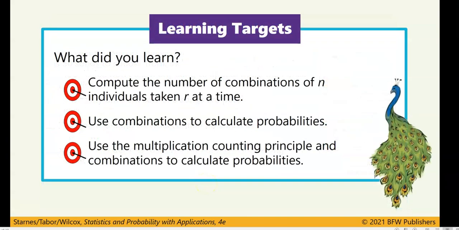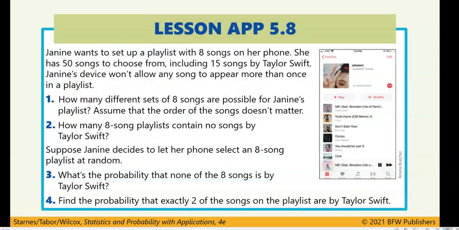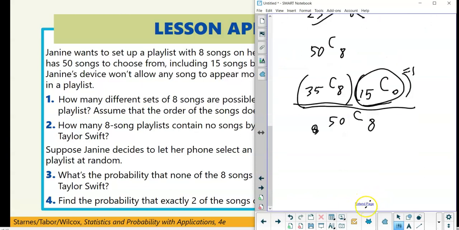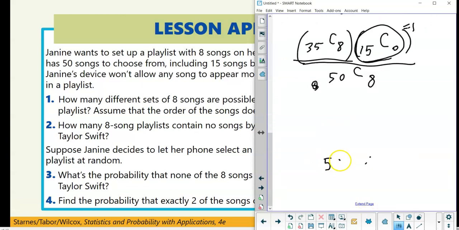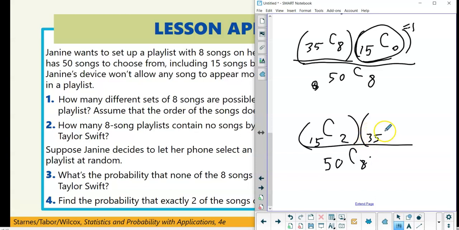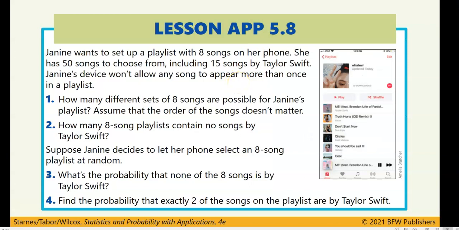Find the probability exactly 2 of the songs on the playlist are by Taylor Swift. So now you would change this slightly, right? So we still have 50 choose 8 in the denominator. In the numerator, we want to get 2 songs of the 15 by Taylor, and then of the 35 non-Taylor Swifties, we want to pick 8 songs in total, so this has to add up. The 2 and 6 add up to 8. That's good. And so you just type that in your calculator like that and you get the answer. Okay, that's your lesson for today.